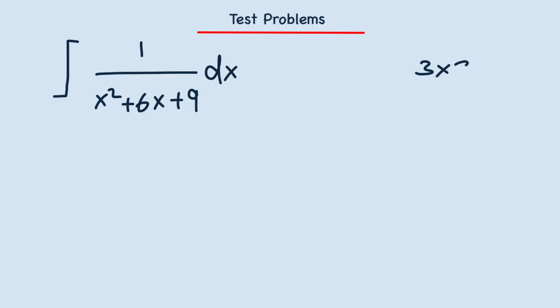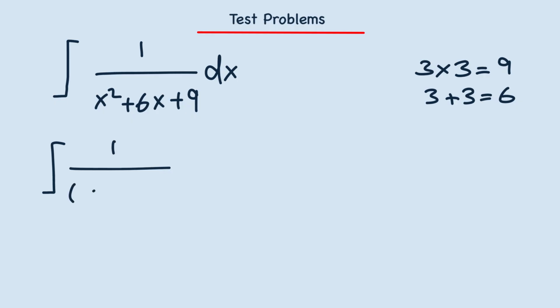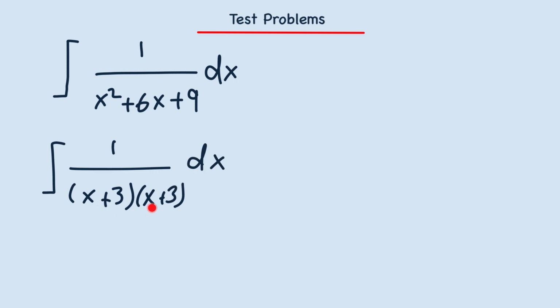Because if I multiply 3 with 3, I will get 9. And if I add 3 plus 3, I will get 6. Okay, so 9, which is this, 6, which is this. So now I can factor it like this. Integral of 1 over (x plus 3) times (x plus 3) dx. Now, if you notice here, we have two similar parentheses. So we can rewrite the question as 1 over (x plus 3) to the power 2 dx, right?